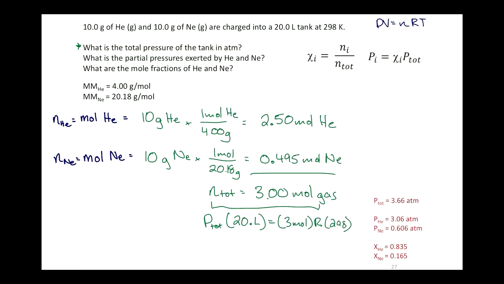And if you calculate that, you get that if you put 3 moles of gas into this 20-liter container at 298 Kelvin, you'll get like 3.66 atm for the total pressure of this container. All right, so that's the total pressure of the container. Now the next question is, what are the partial pressures exerted by helium and neon individually?